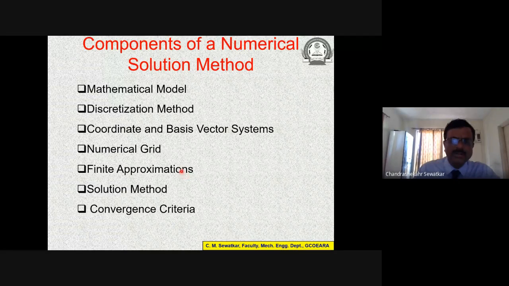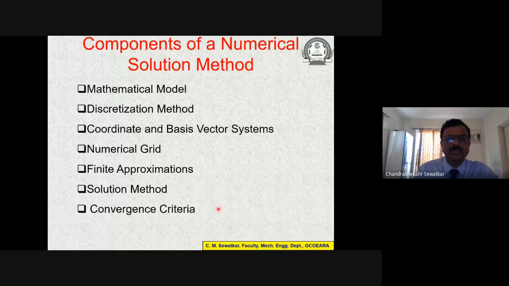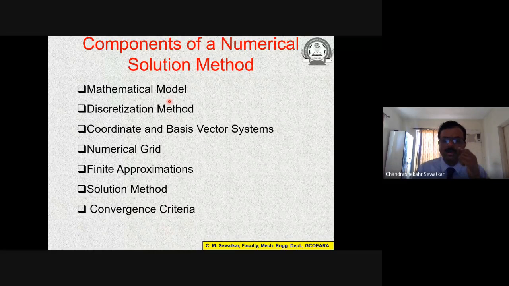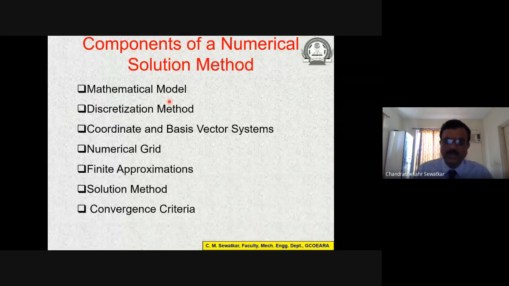So among these, we are going to pick up a simple problem, and we are going to make use of all these components. We will be going through each and every step as mentioned here to understand a simple problem. To begin with, we will deal with a very simple problem. Then the level of complexity of the problem will be increased slowly as we proceed.